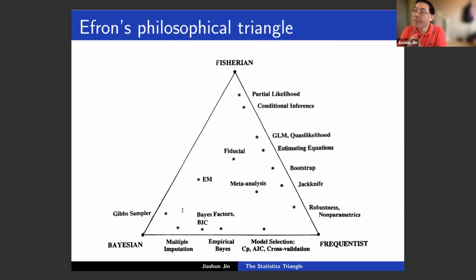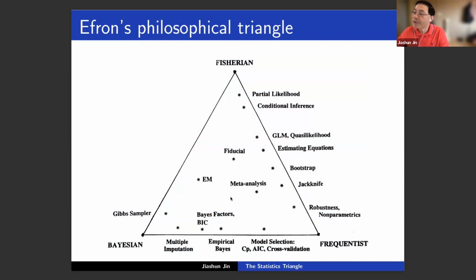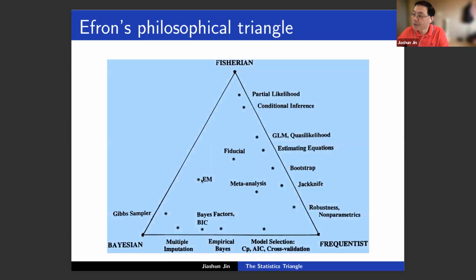Okay. In his Fisher lecture, I think in the 1990s, Efron pointed out there's a philosophical triangle in statistics. In this triangle, we have three main philosophies: Bayesian, frequentist, and Fisherian. This is due to R. Fisher. Efron's point is that, for example, you take the EM algorithm. You may think of it as a convex linear combination of three different philosophies. Therefore this is referred to as the philosophical triangle.